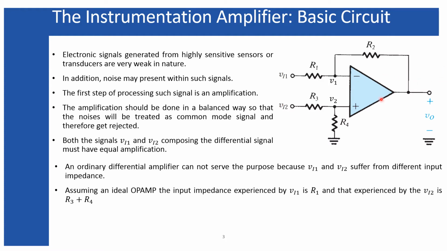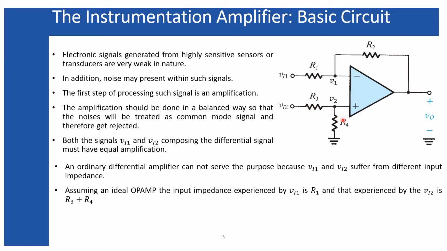But a general difference amplifier cannot serve these purposes because of their input impedances. You can see the input impedance being experienced by this signal is the R1 that I already have discussed in my last lecture. What is the input impedance that should be experienced by the signal at its inverting terminal? So it is the input impedance R1 that will be experienced by the signal V1. The input impedance that will be experienced by the signal V2 will be the R3 plus R4.